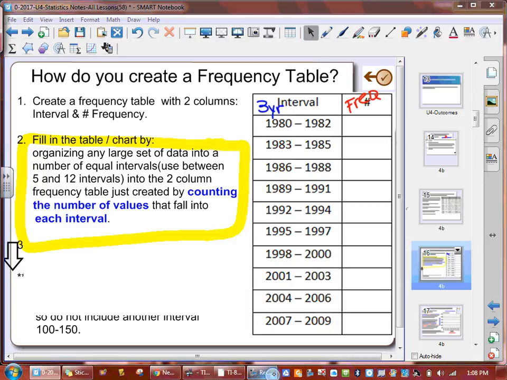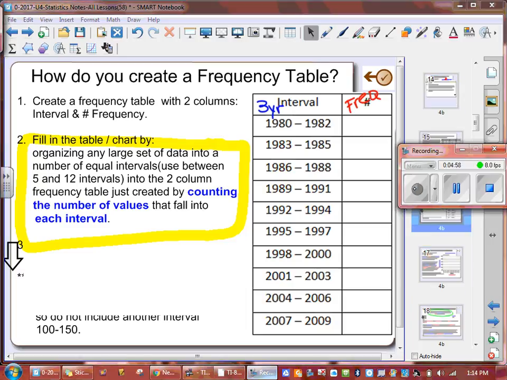I'll give you a moment to write that down. Push pause now and play when you're ready.